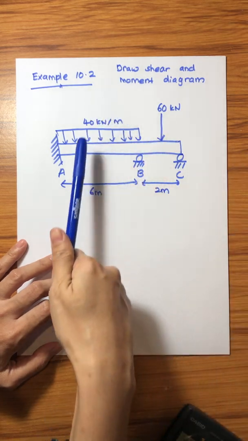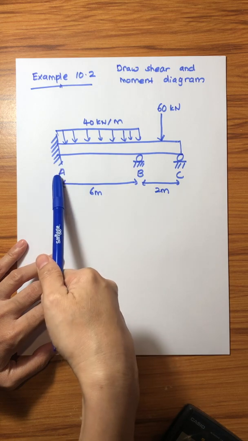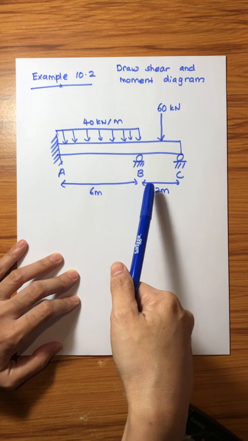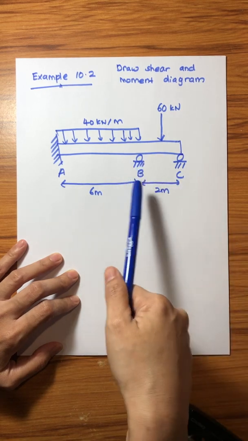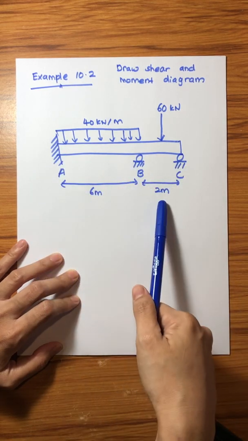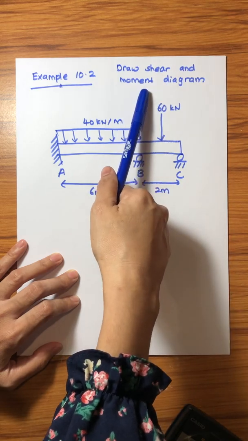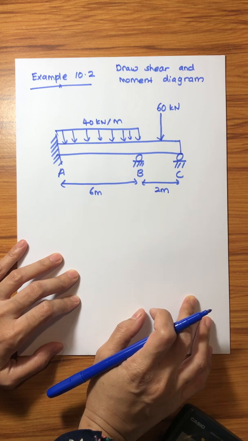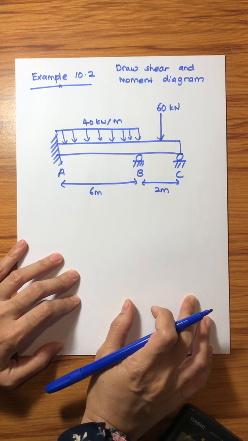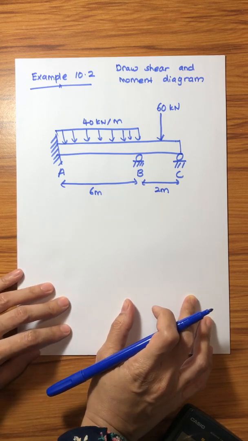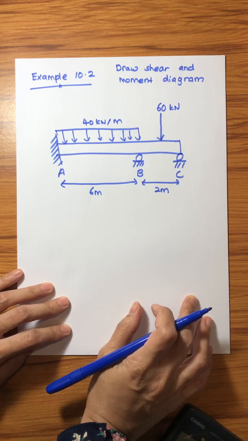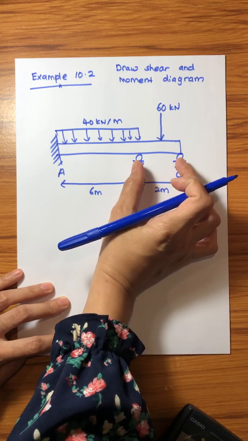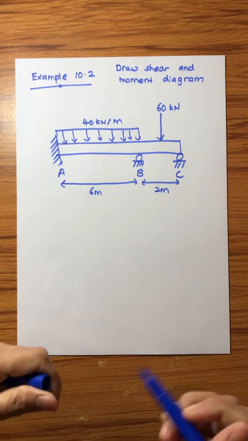Okay, so we need to know what is support reaction at A, which is AY, MA, AX, BY, CY. Once we know all the support reaction, then we can draw shear and moment diagram. Okay, how to calculate all the support reactions? We need to use the slope deflection equation. First we are going to analyze span AB. Then after that, we are going to analyze span BC.